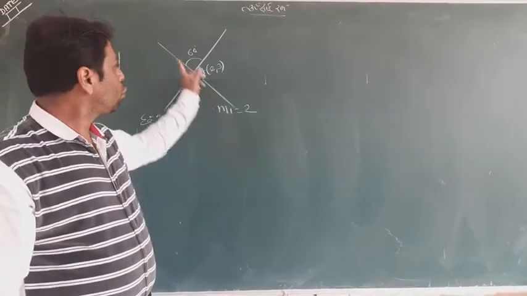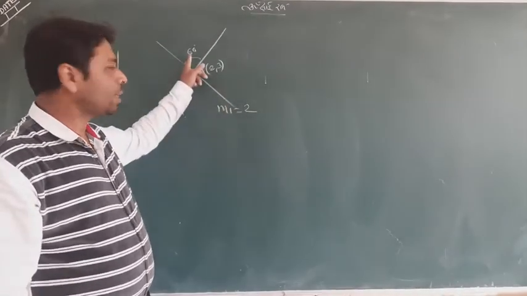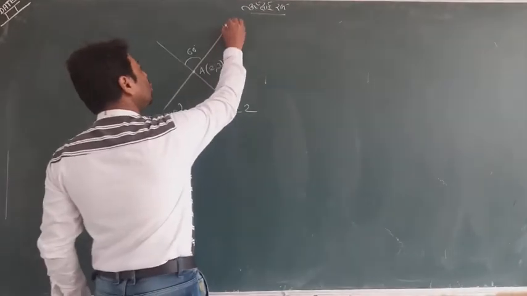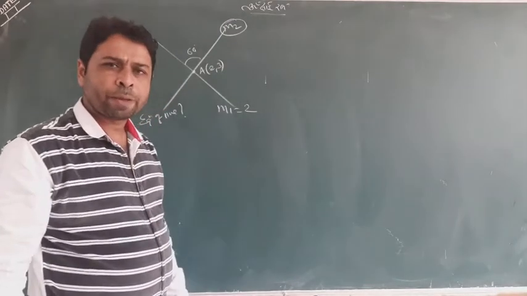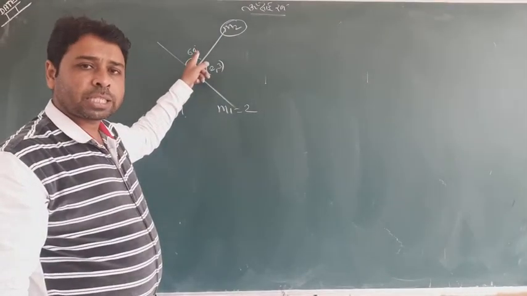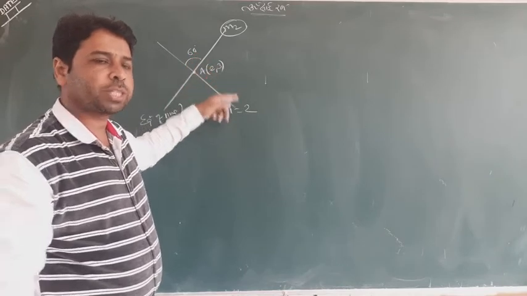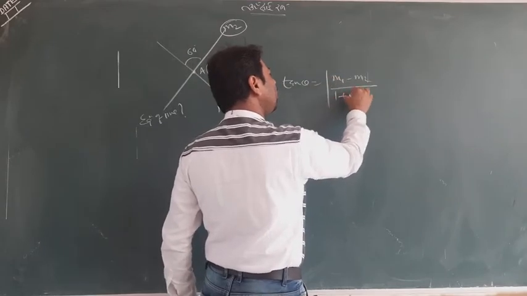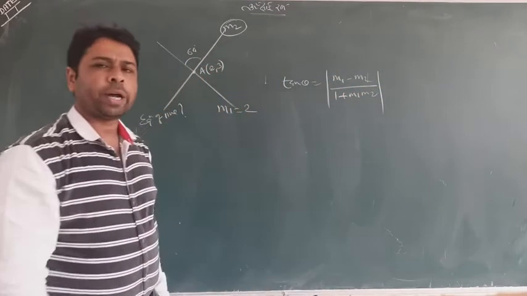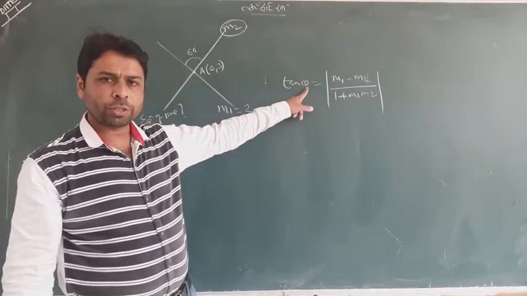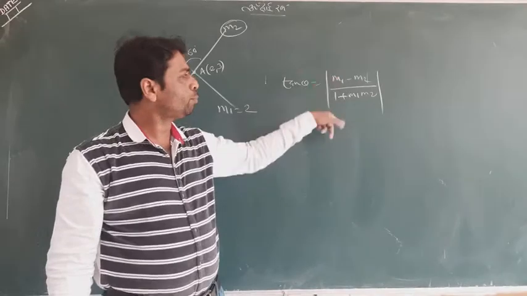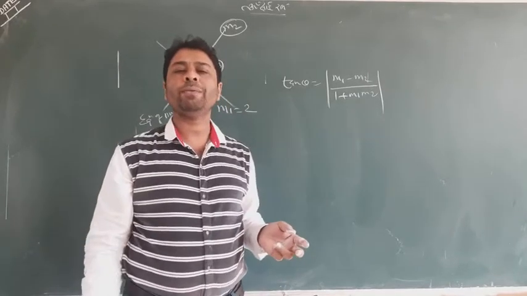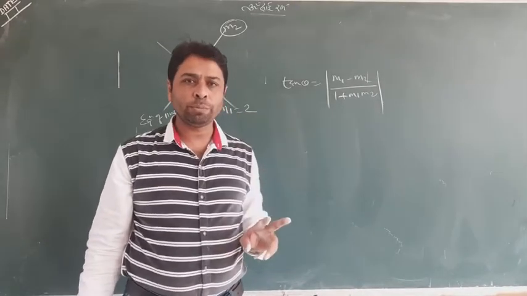The slope of one line is given, the angle is given, and you can find the slope of the second line, which is called m2. Use the formula for the angle between two lines: tan theta equals the modulus of (m1 minus m2) upon (1 plus m1 m2). Put tan 60 here, and when you remove the mod it will be plus minus. m1 is equal to 2, and you find m2. So you get two values of m2, from plus and minus.